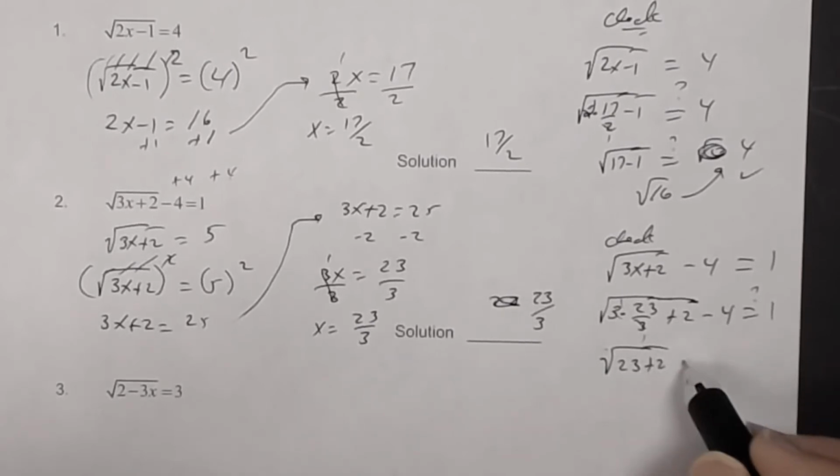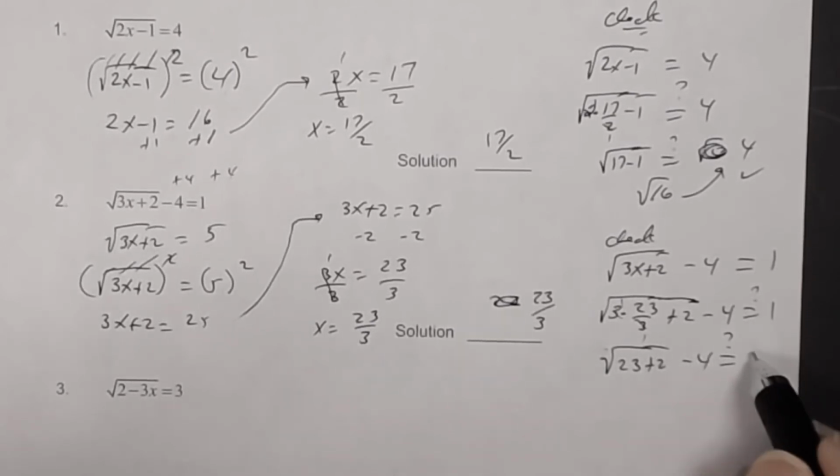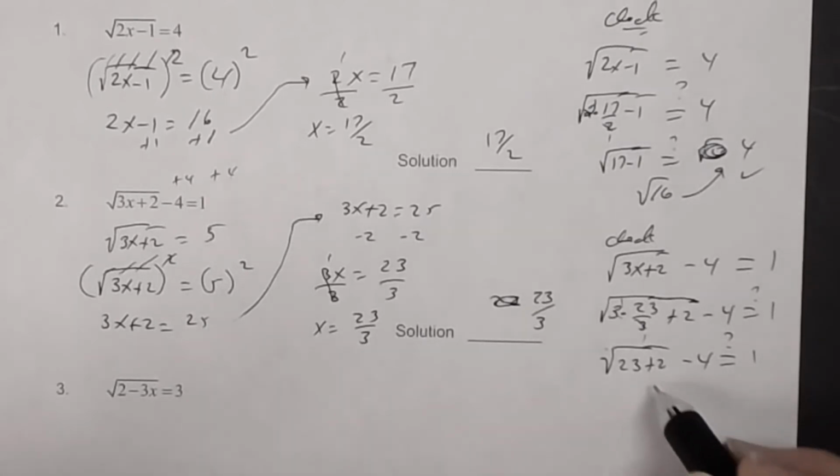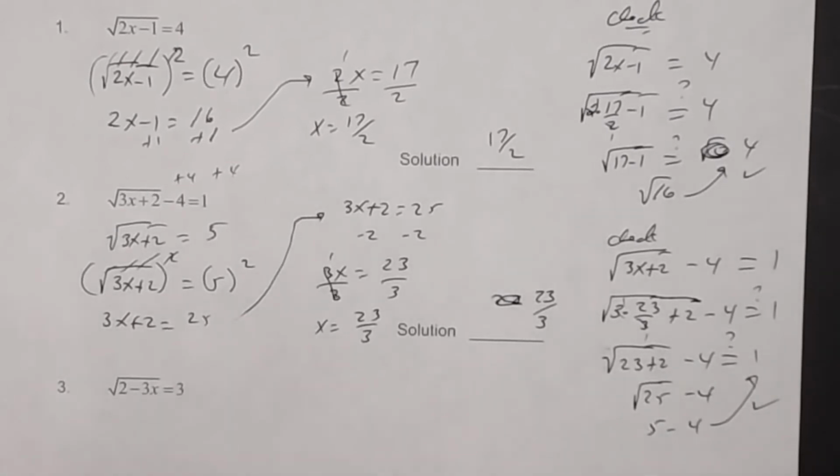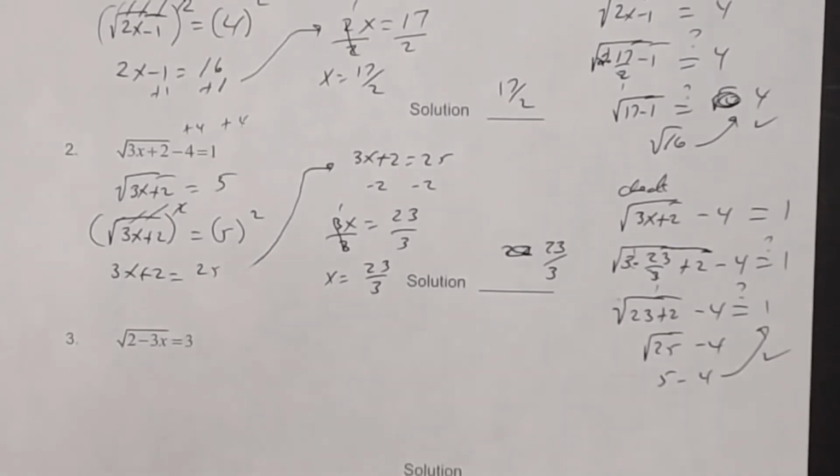And then whatever that is, you're going to subtract 4, and the question is, is that equal to 1? Well, what's 23 plus 2? Well, 25, right? So that's the square root of 25 minus 4. And what's the square root of 25? 5. And is 5 minus 4 equal to 1? Yes. All right, so that works.